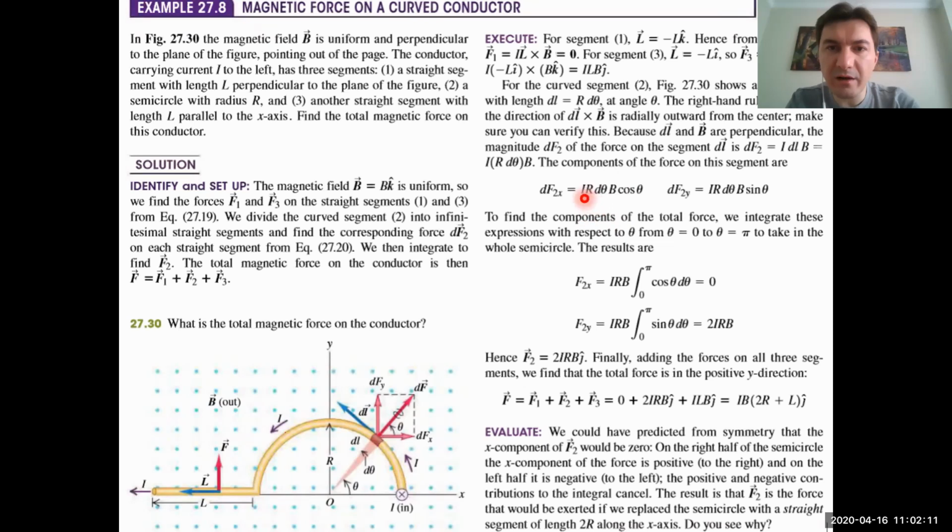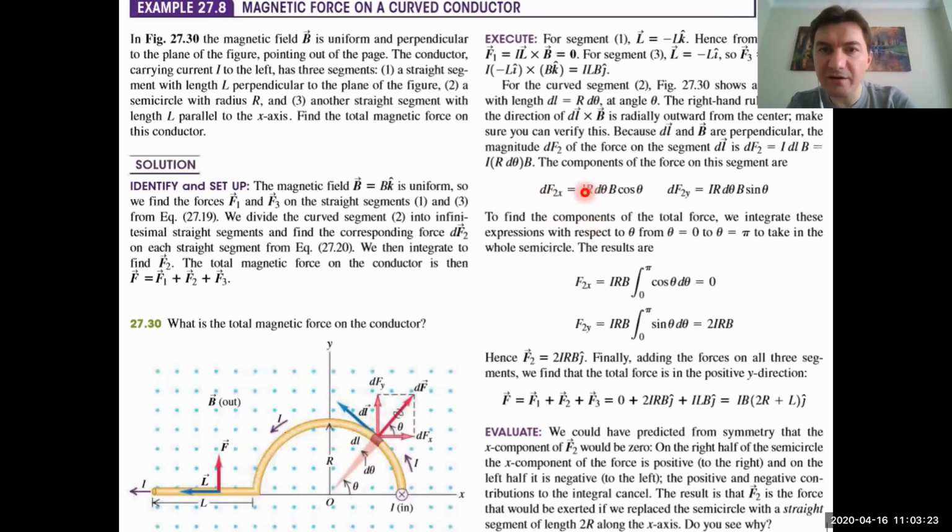So just try to calculate these two parts. One is given by I times dl times B. What is dl? dl is given by r times d theta. Put this dl here, then we have I times r times d theta times B times cosine theta for the x component, and sine theta for the y component. So to find the components of the total force, we integrate these expressions with respect to theta. What is theta here? Theta changes from 0 to pi, okay? These are the integral limits.